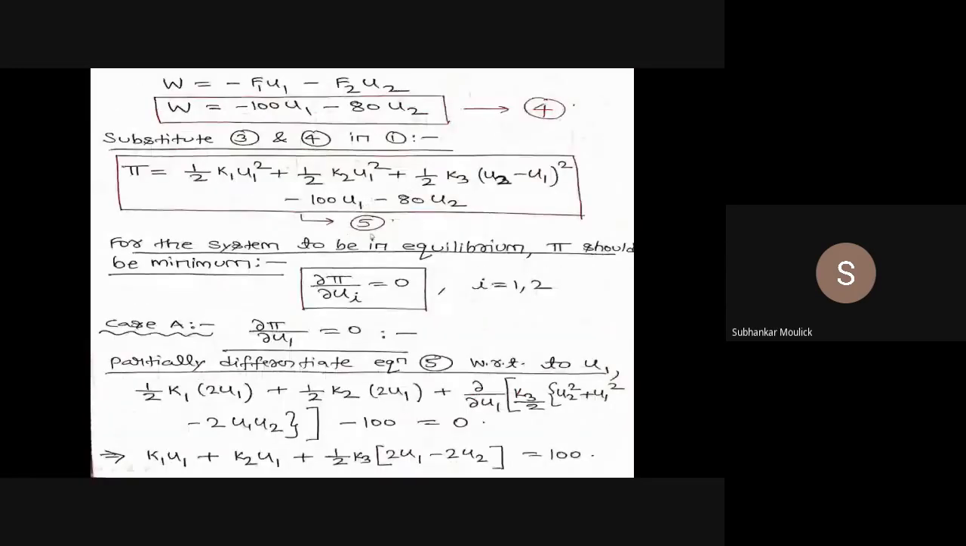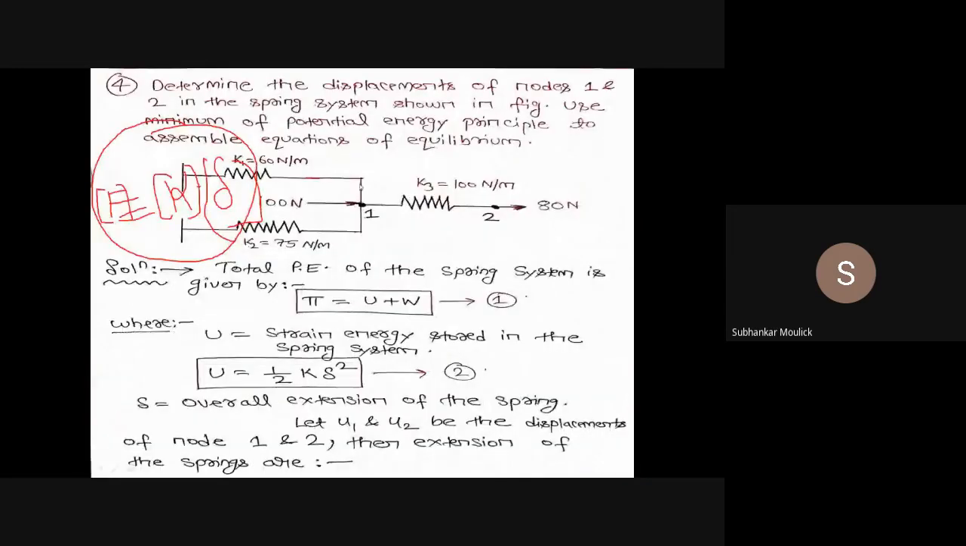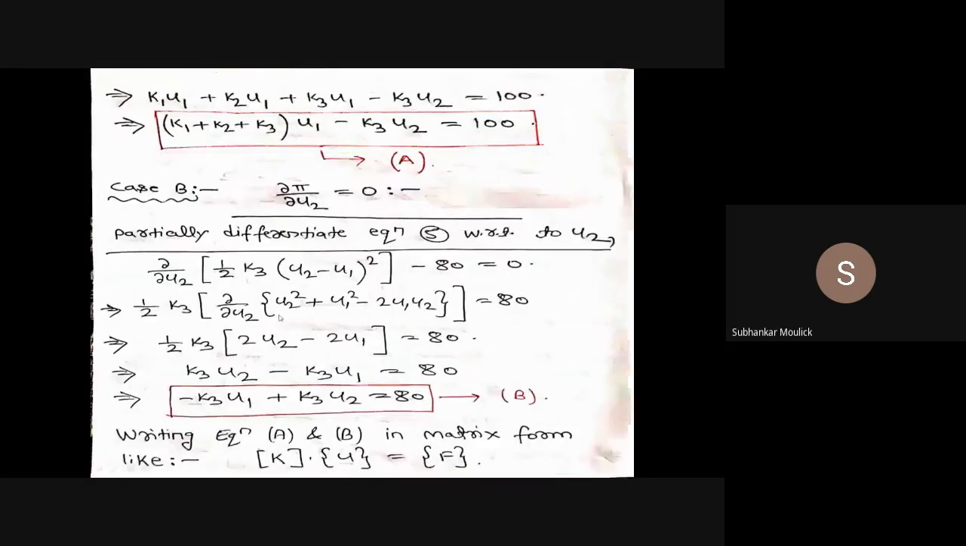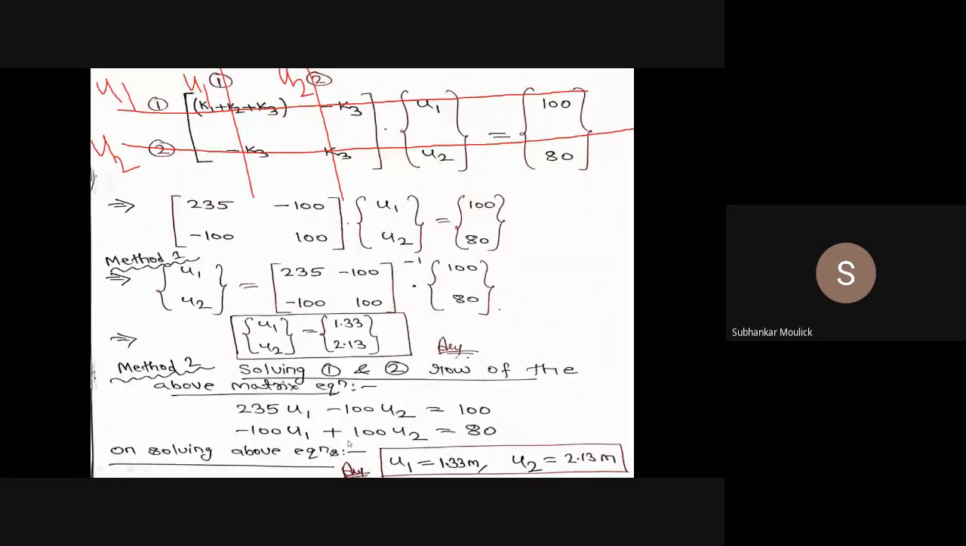Because u1 is applied at the first nodal point and u2 is applied at the second nodal point, inside the matrix, whatever we write, we will keep in mind that from equations A and B, the first row represents the coefficient of u1, the second row the coefficient of u2. First column and second column represent the coefficients of u1 and u2 respectively.